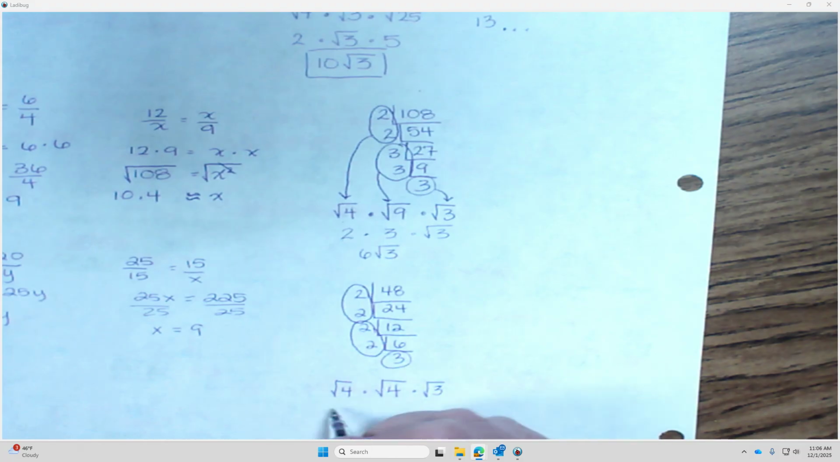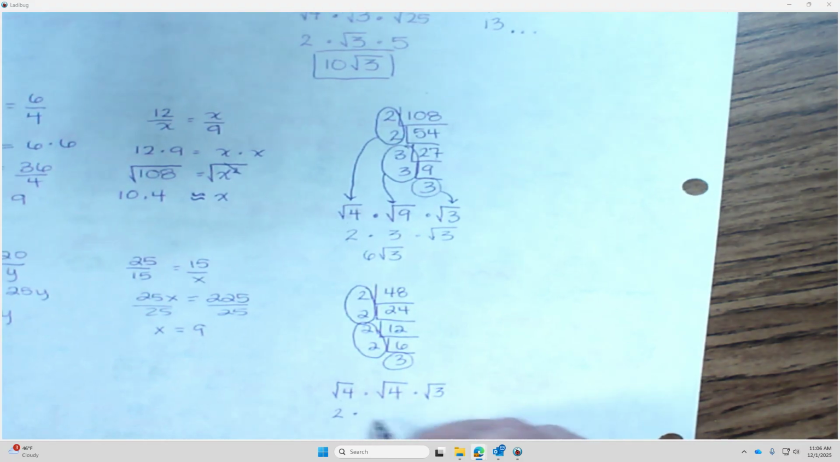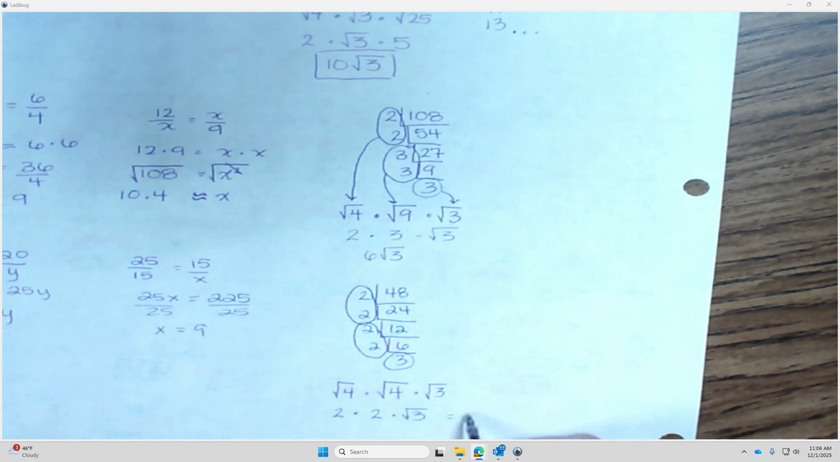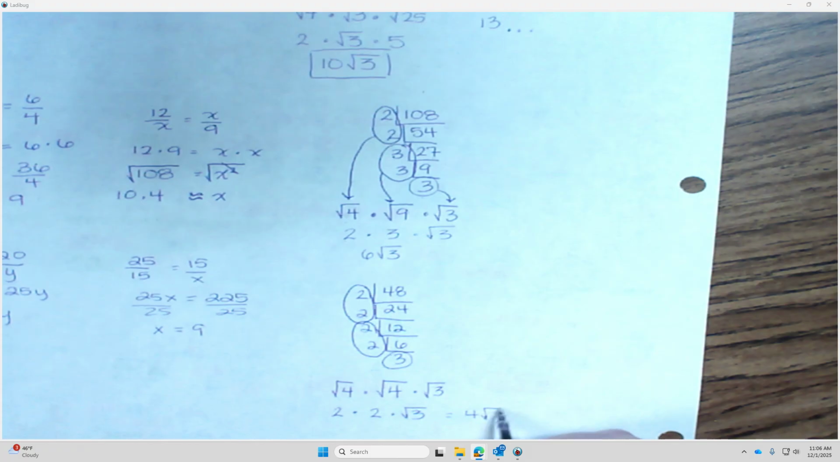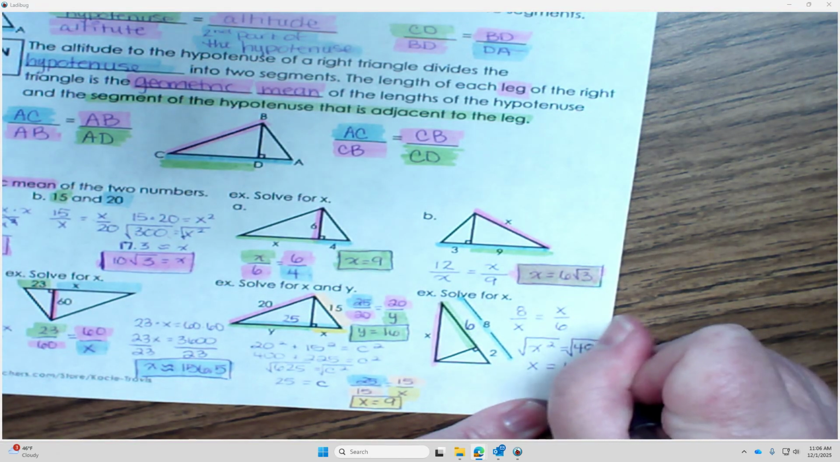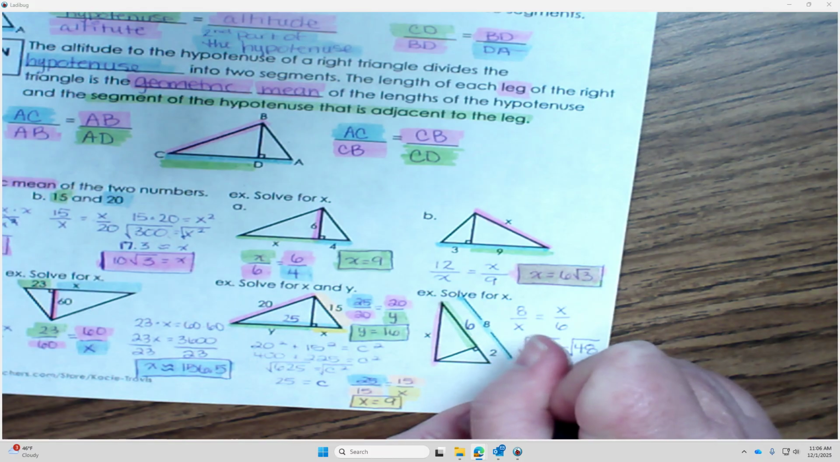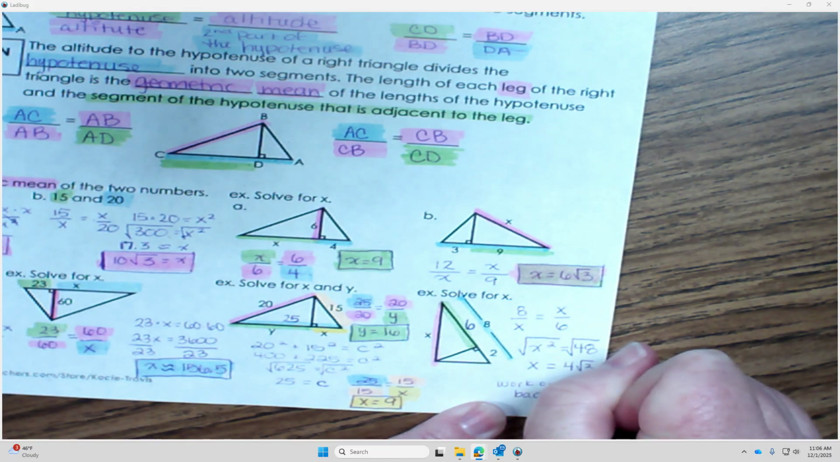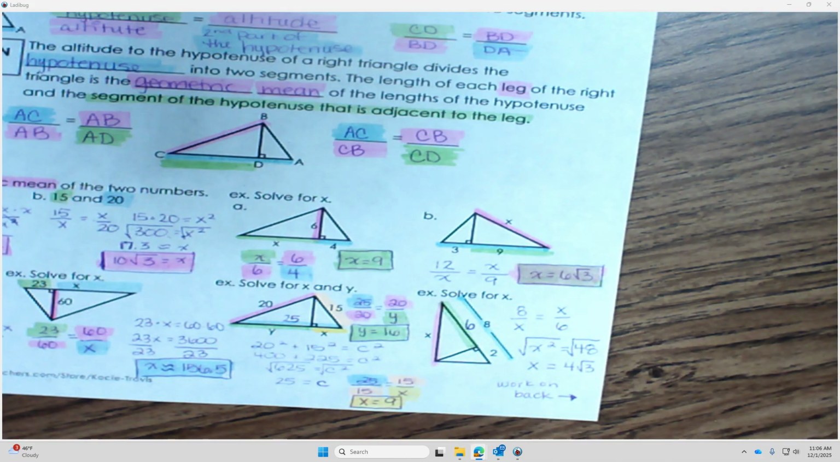The square root of 4 is 2. The square root of 4 is 2. Square root of 3 cannot be simplified, so it's just the square root of 3. 2 times 2 was 4. Square root of 3. So my simplification of the square root of 48 is 4 square roots of 3. So I'm going to come over here and write 4 square roots of 3. And I'll make a note that my work is on the back, so that if I'm looking at my notes later and wonder how I got that, I remind myself to flip it over and look.